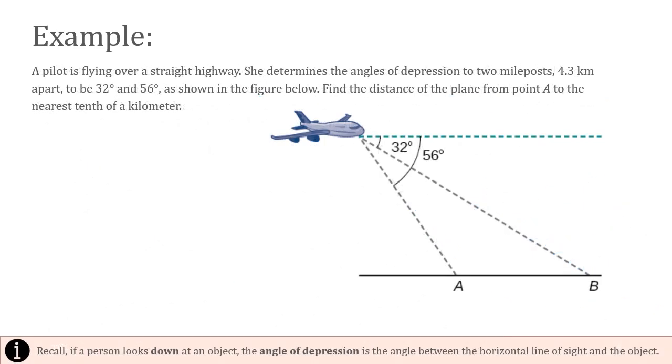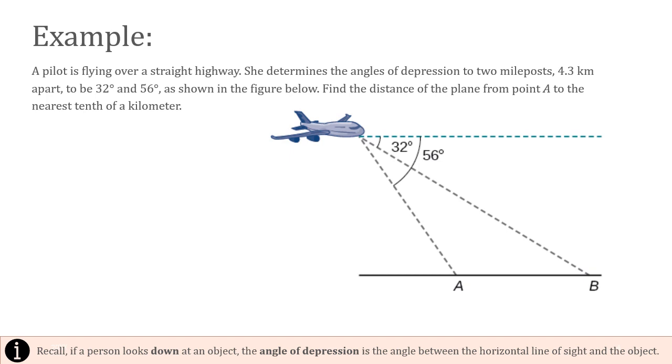Let's try another example. In this example, we have a pilot that's flying over a straight highway. She determines the angles of depression to two mileposts that are 4.3 kilometers apart to be 32 degrees and 56 degrees as shown in the figure below. Find the distance of the plane from point A to the nearest tenth of a kilometer.